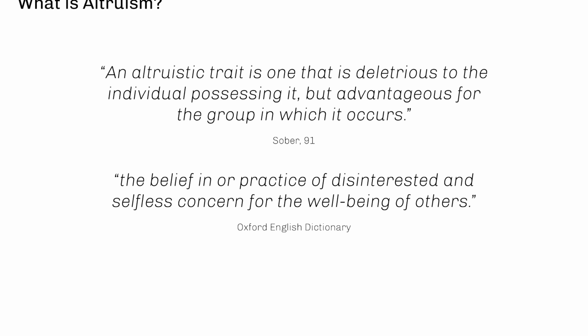In a biological sense, altruism refers to behavior by organisms which is disadvantageous to the organism, but is advantageous to other organisms. Another way of saying that would be an altruistic trait is one that is deleterious to the individual possessing it, but advantageous for the group in which it occurs. Note that this is a different definition than how we would typically use altruism in everyday English. In a biological context such as this, there's no concern for the mindset, the selflessness of the organism involved.